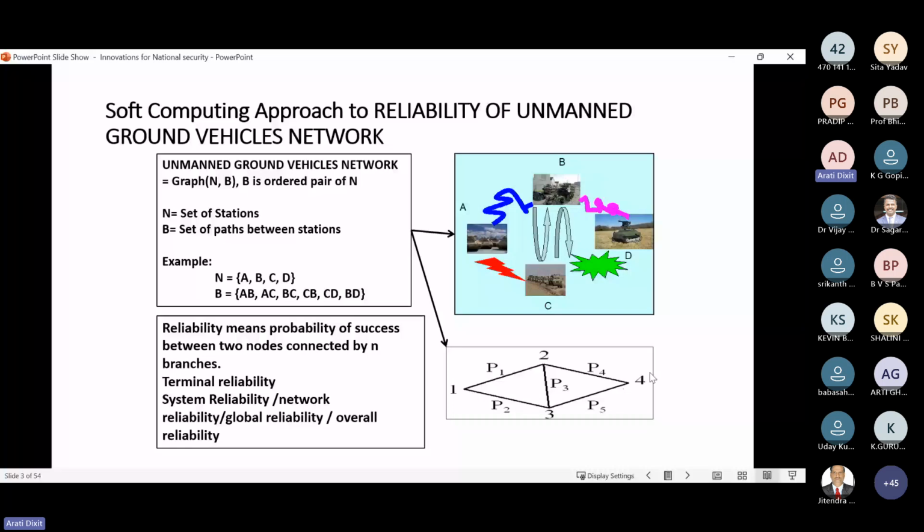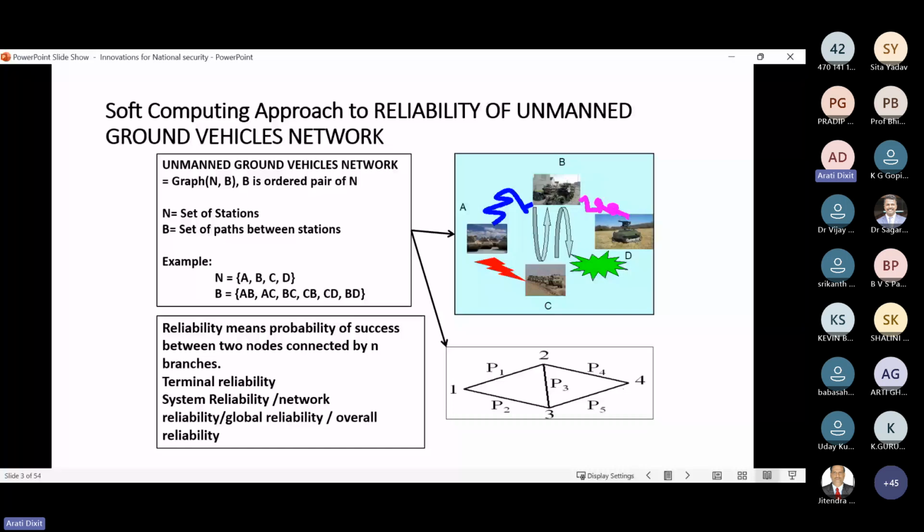And the system reliability or the network reliability or the global reliability or overall reliability, these all terms mean we have an extremely dynamic network which is reconfiguring and changing, and which we are expecting is not centralized or hybrid centralized where human control is involved. How can we have this decentralized network operating successfully? So this is what we are trying to solve.